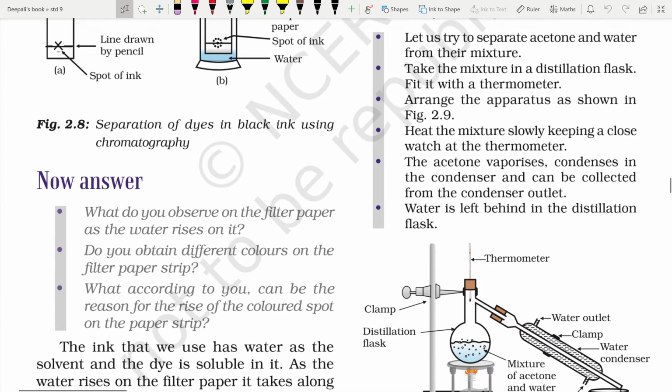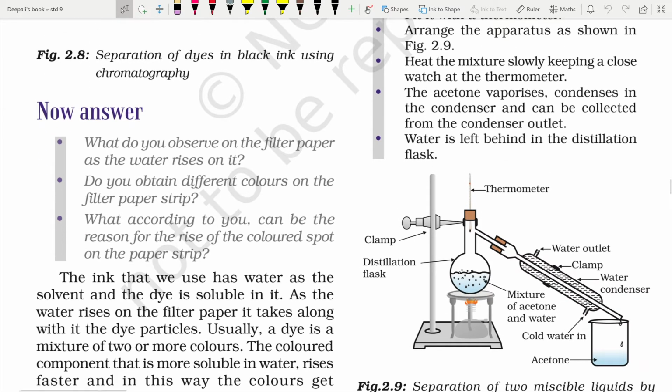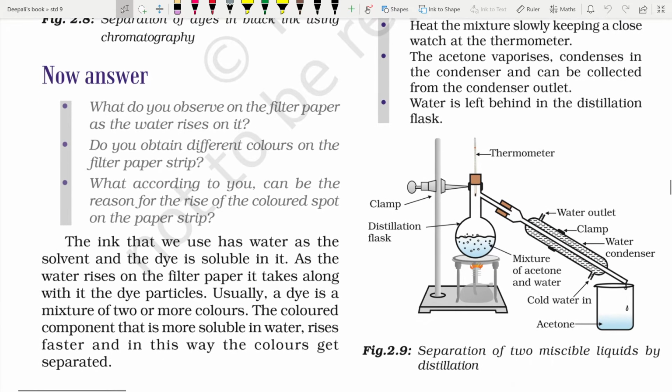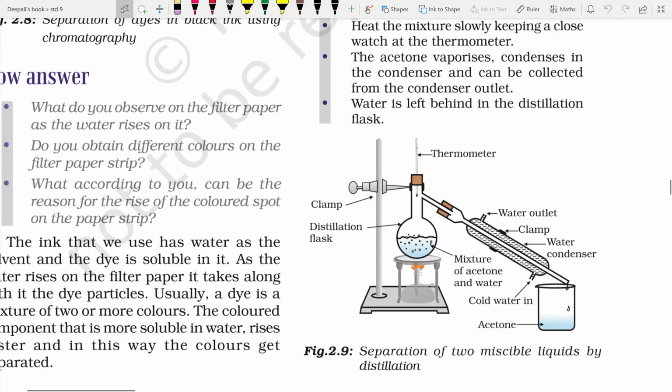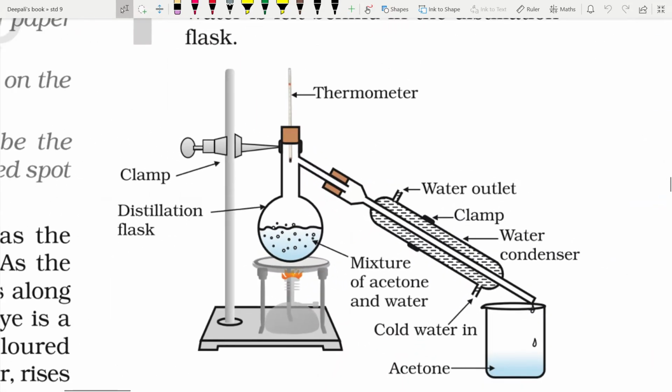Heat the mixture slowly, keeping a close watch on the thermometer. The acetone vaporizes, condenses in the condenser, and can be collected from the condenser outlet. Water is left behind in the distillation flask. Now, just get familiar with these apparatus in the chemistry lab.